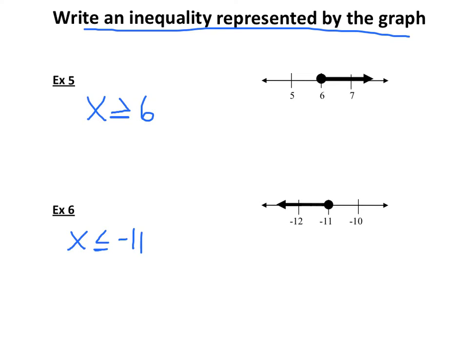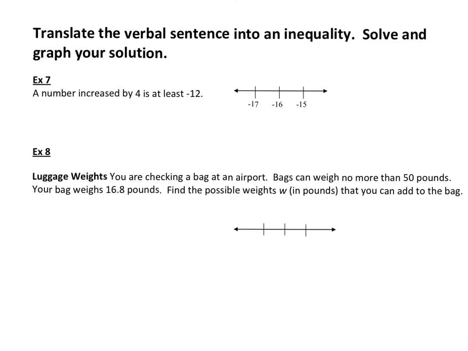All right, let's see if we have a couple more examples. All right, next, the last two problems are, of course, word problems. You're going to translate the verbal sentence into an inequality and then solve and graph. So example 7, write it down. You have a number increased by 4 is at least negative 12.